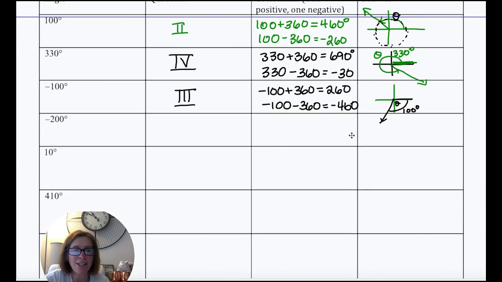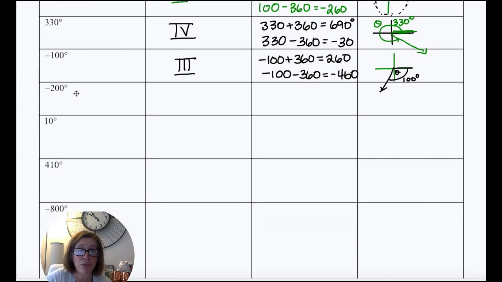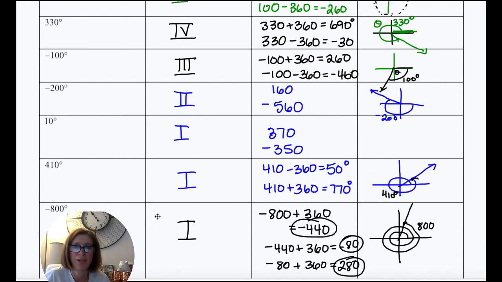All right, so I'm going to ask you to take a second and to do the next 4 problems on your page, and hopefully you can just come back and get your answers. All right, so if you got these right, you could have had different answers because you could have kept adding 360 or subtracting 360.